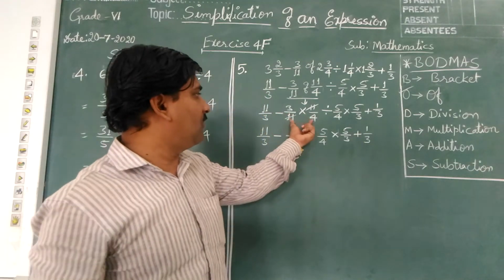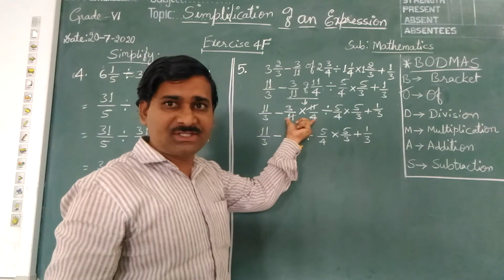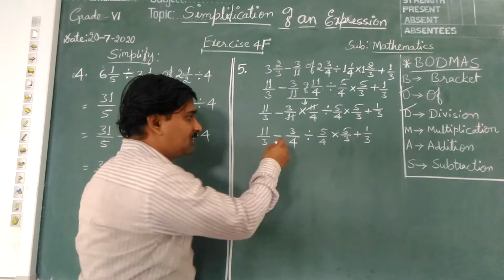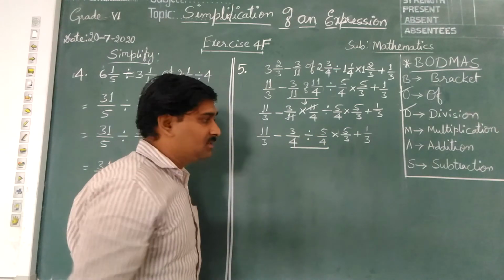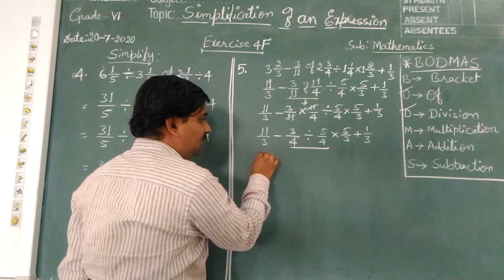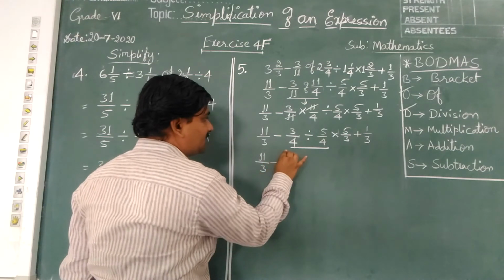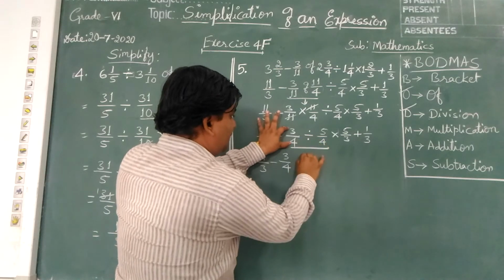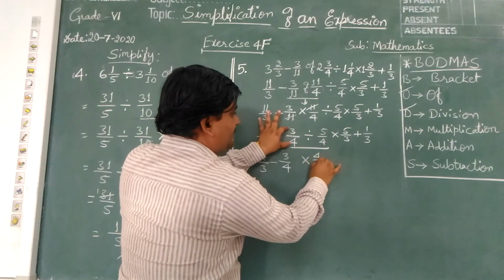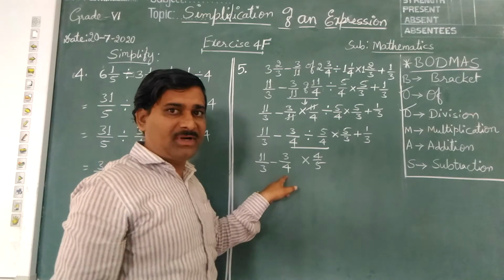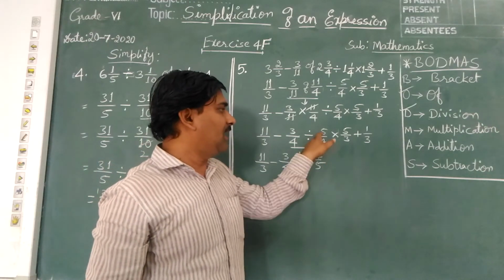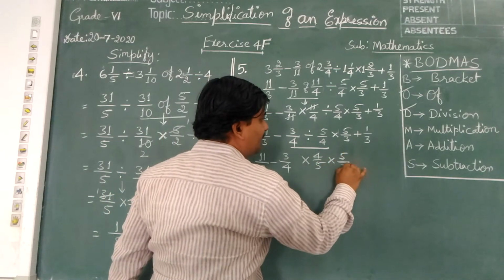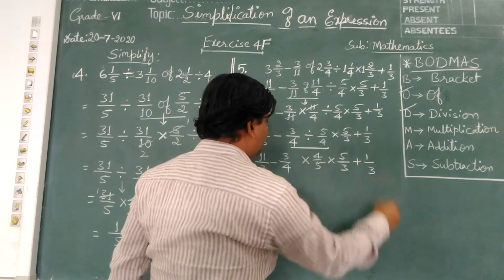So after of is simplified, next is division. Look at here, children. Where is the division? This is the division. So let us simplify this division part. 11 by 3 minus 3 by 4. The first fraction is kept as it is. Change the sign and write the reciprocal. This is the division, no? Keep the first as it is, then take the reciprocal: 5 by 4 will be 4 by 5. Into 5 by 3 plus 1 by 3.